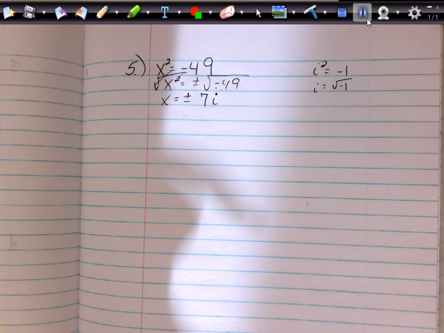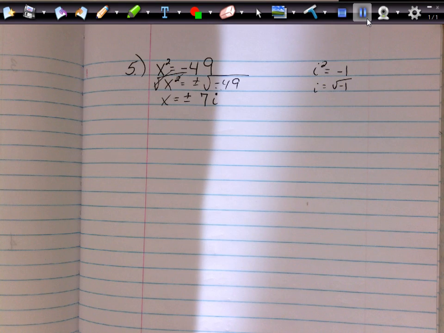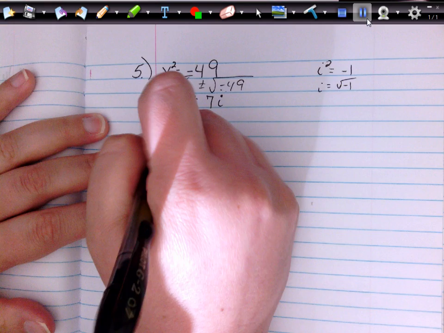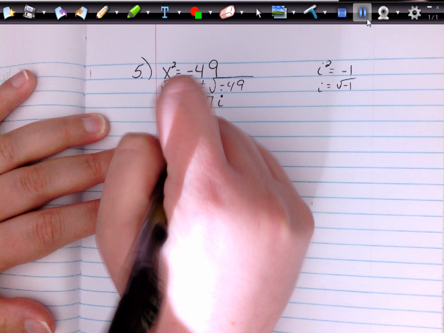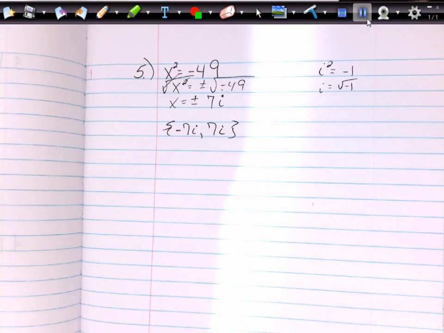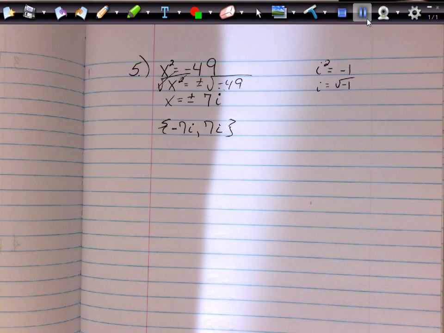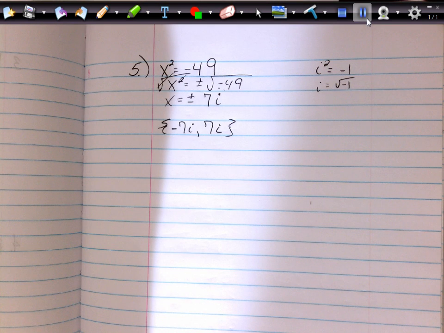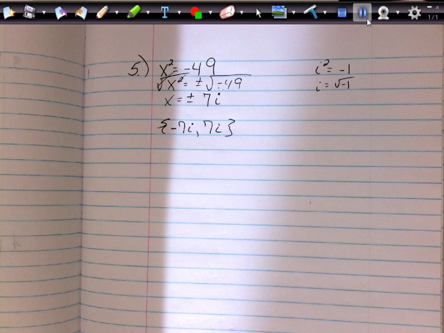And that i again stands for an imaginary number since we had the square root of a negative. So my answers are going to be negative 7i and positive 7i. So I don't have real solutions, we have imaginary ones here. Go ahead and make sure you have that copied before you move on.